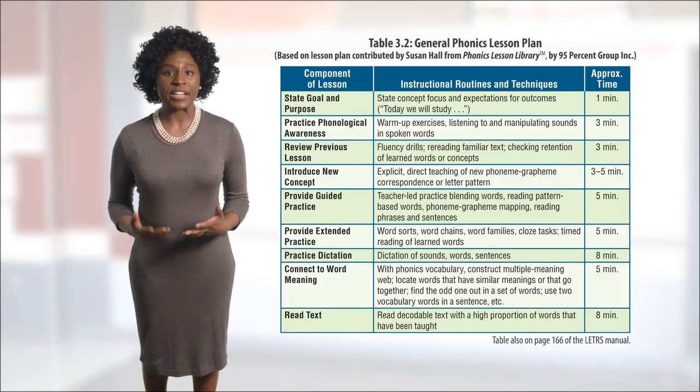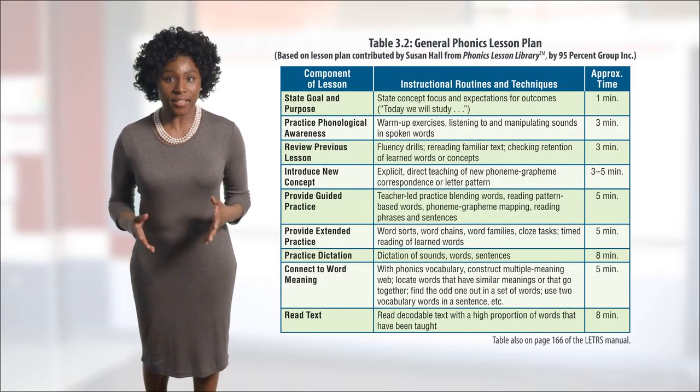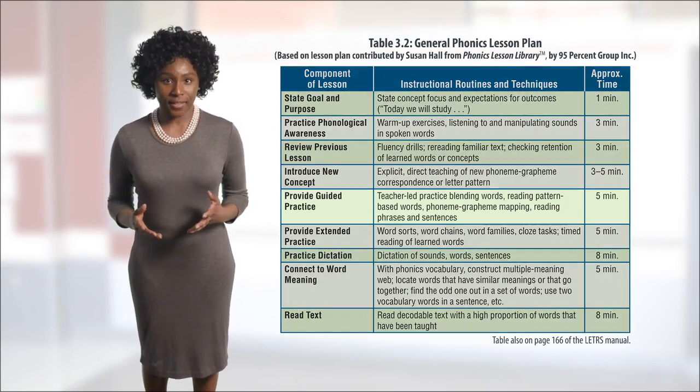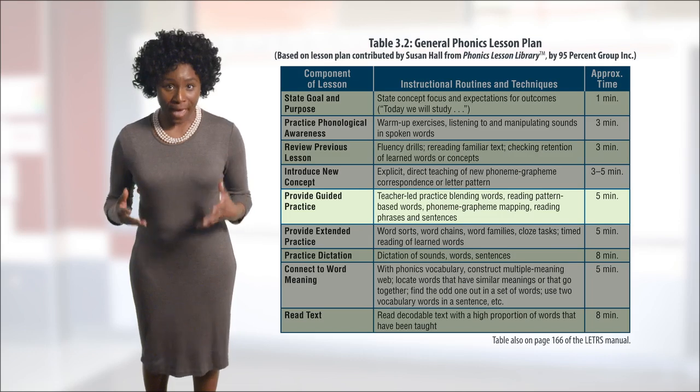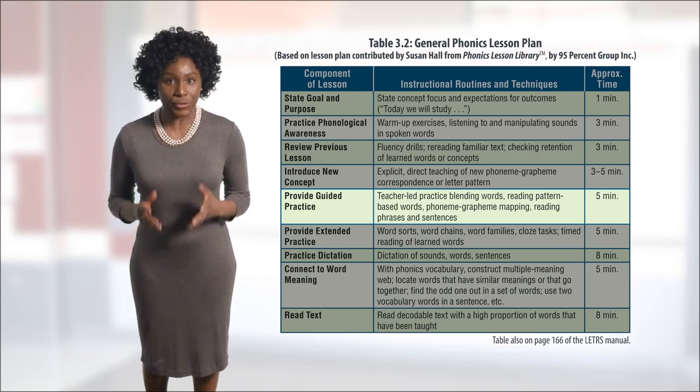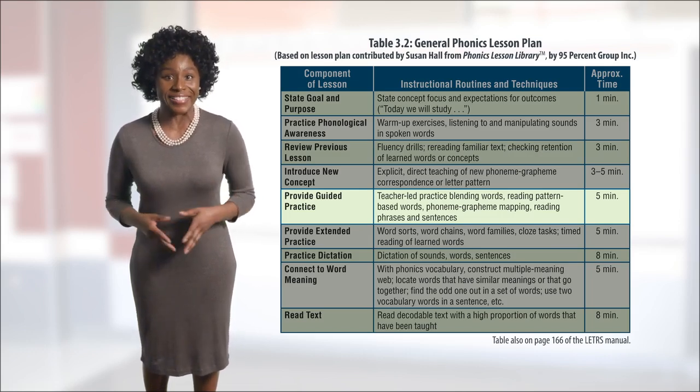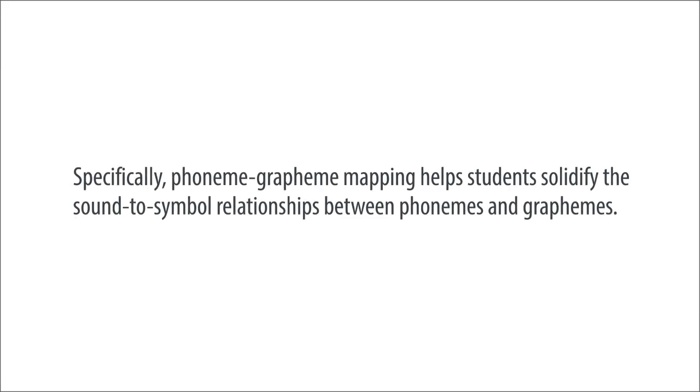We've seen that an effective phonics lesson plan includes a variety of steps. One of these steps addresses word work, and phoneme grapheme mapping is an effective activity to include in the word work portion of a phonics lesson. Specifically, phoneme grapheme mapping helps students solidify the sound-to-symbol relationships between phonemes and graphemes.